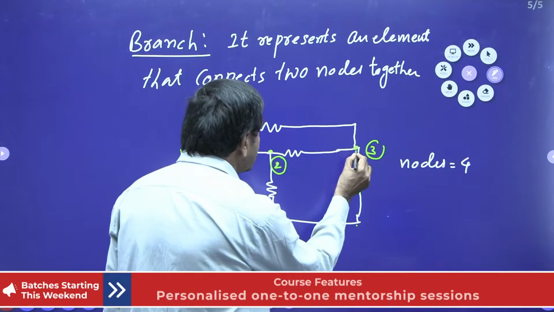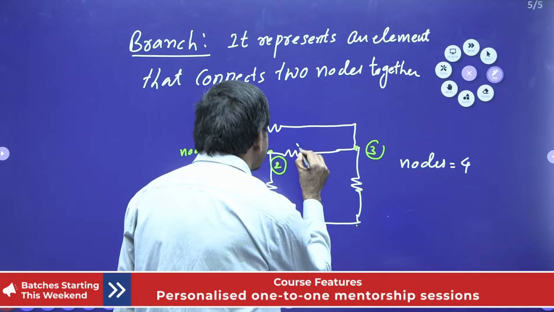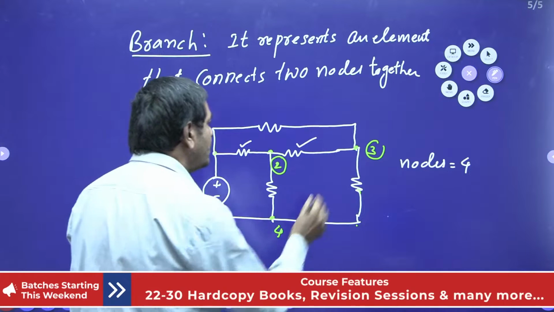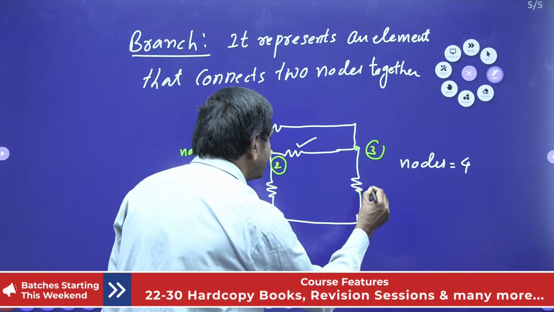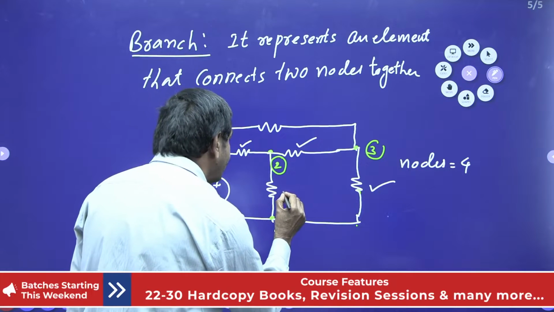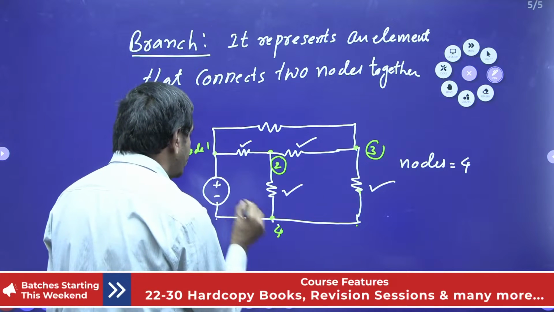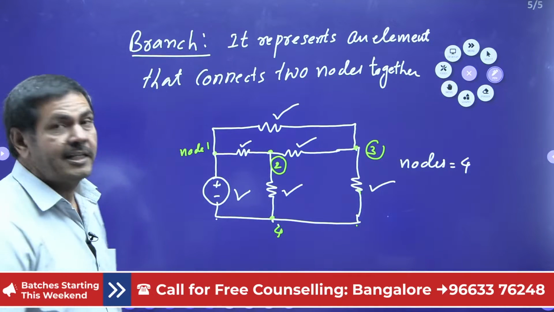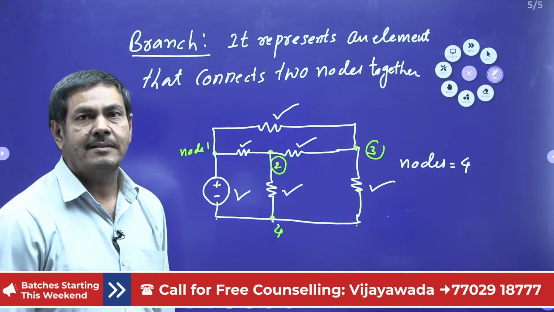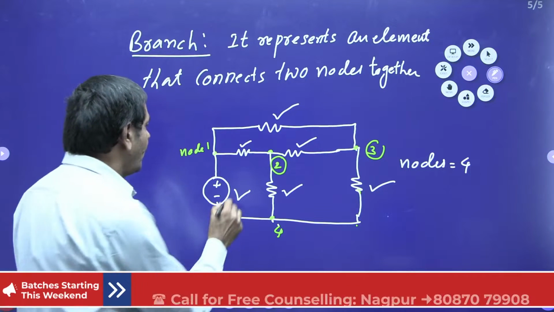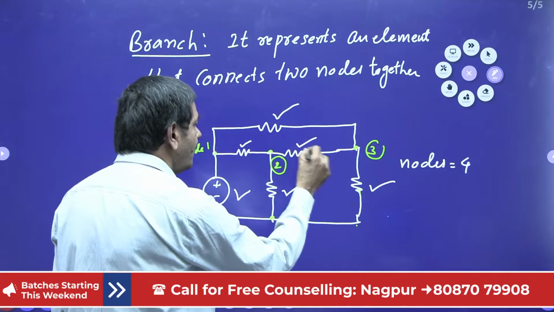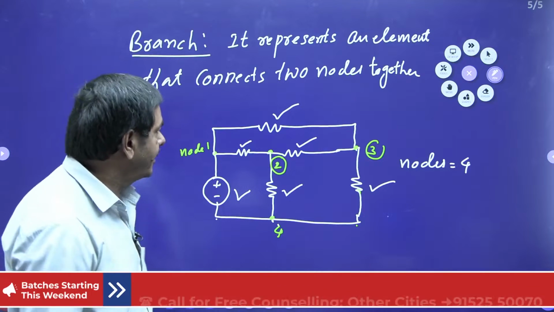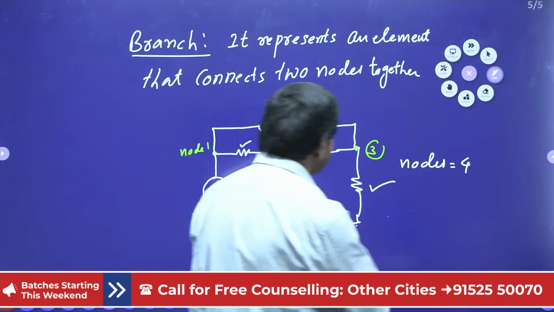Between two nodes, if any one element is connected, this becomes a second branch. Between the two nodes, one more is connected here. Between the two nodes, an element is connected. Finally, how many branches exist in the given diagram? 1, 2, 3, 4, 5, 6, totally 6 branches exist in the given network. That's why, how many branches exist?